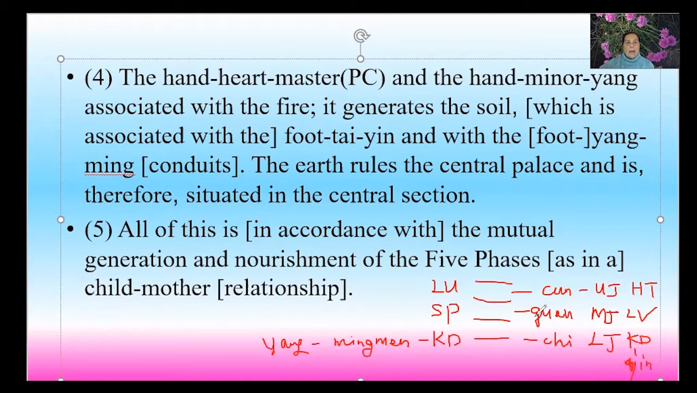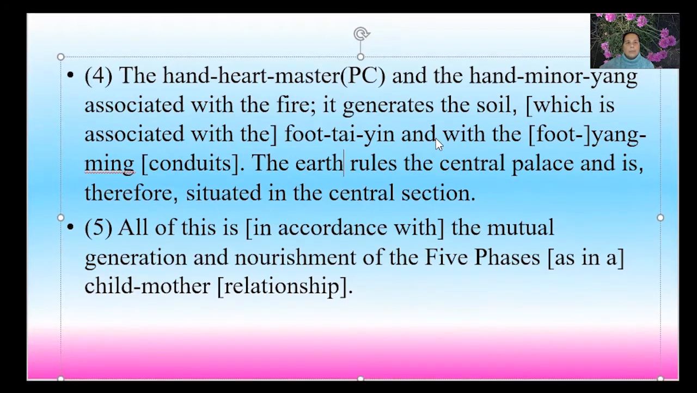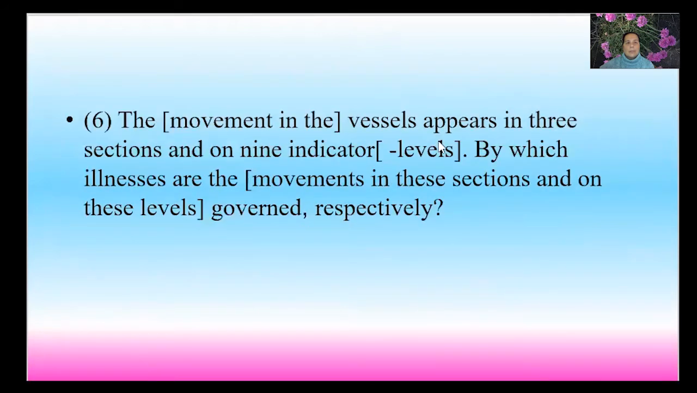But in this chapter, the Nan Jing explanation focuses more on the 5 elements relationship: the heart and lung in the upper, the spleen and liver in the middle, and the kidney in the lower. So that's a different explanation of the pulse position. That totally answers the first question.